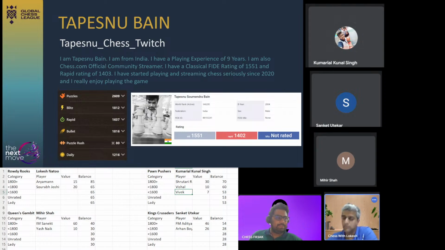Do I see any opening bid for Tapesnu Bain? 6 points, says Kings Crusaders. Lokesh, Mihir, do I see any bids for Tapesnu Bain?